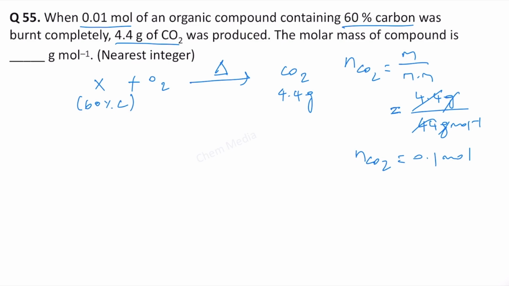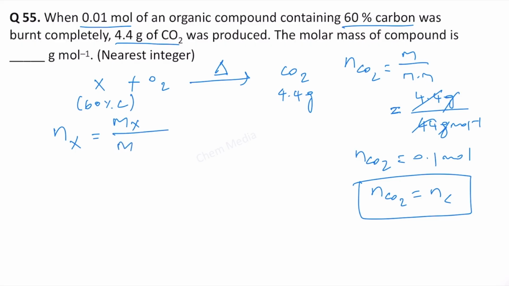Atomicity of CO2 is 3, but we have only one carbon atom. This means number of moles of CO2 is equal to number of moles of carbon. Now, number of moles of X is equal to mass of X divided by molar mass of X. The mass of X here is given in an indirect manner. They mentioned it as 60% carbon.